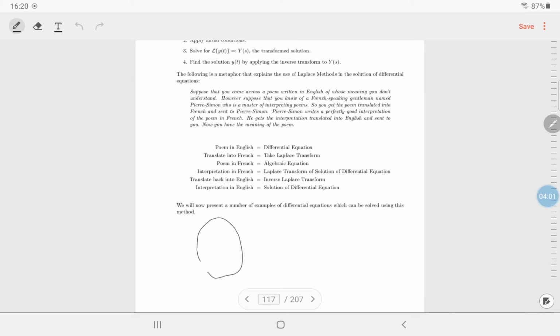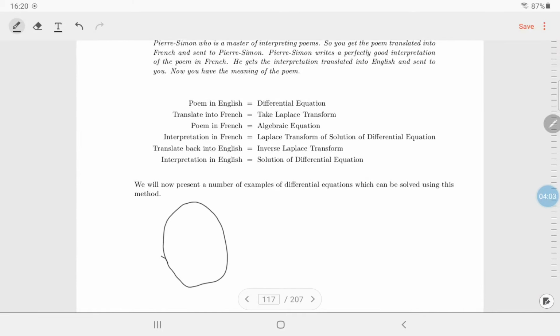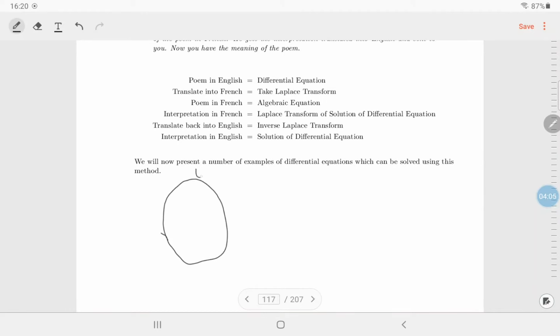So we're starting in what we call the time domain. It can actually be x as well, and usually it goes from 0 up. So it'll be t or x, and it's usually from 0 up to infinity. Okay.